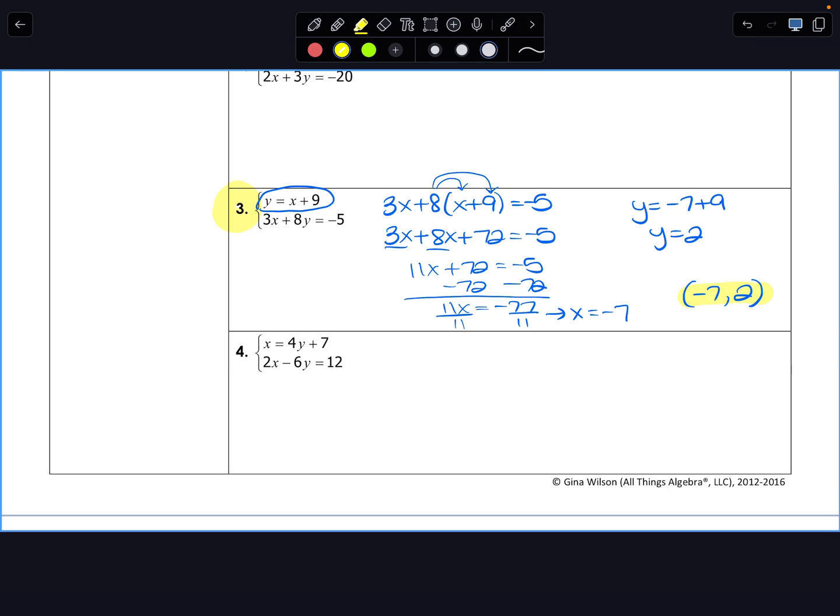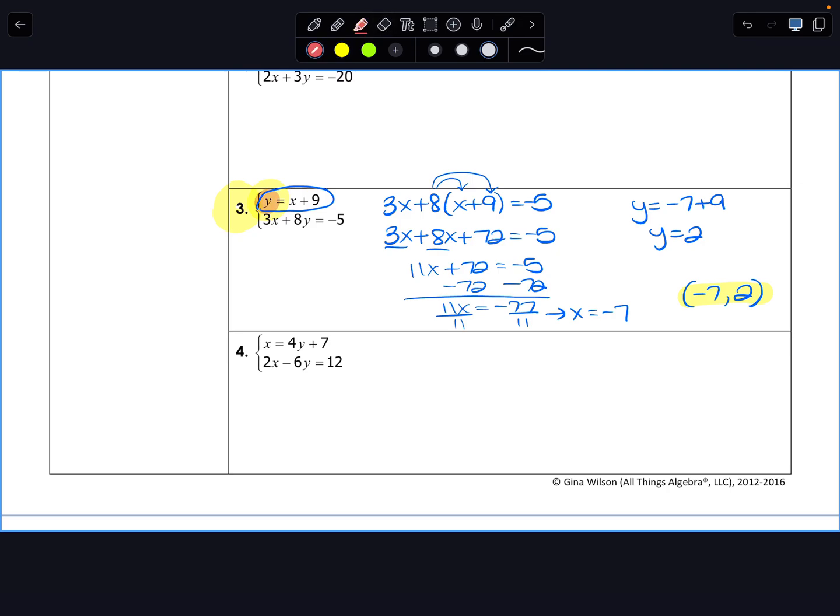Questions that you guys have? Yes. It's in the second equation. It's 3x plus 8y. Why doesn't the 8 have the y when you plugged it in? Oh, I took this y here.